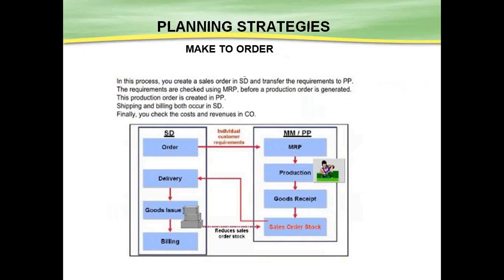This is one flow of the make to order scenario. In this process, you create a sales order in SD. So here the sales and distribution module is linked with my production planning module. After that, the requirement of my finished product will be transferred to my production department, that is my PP module.